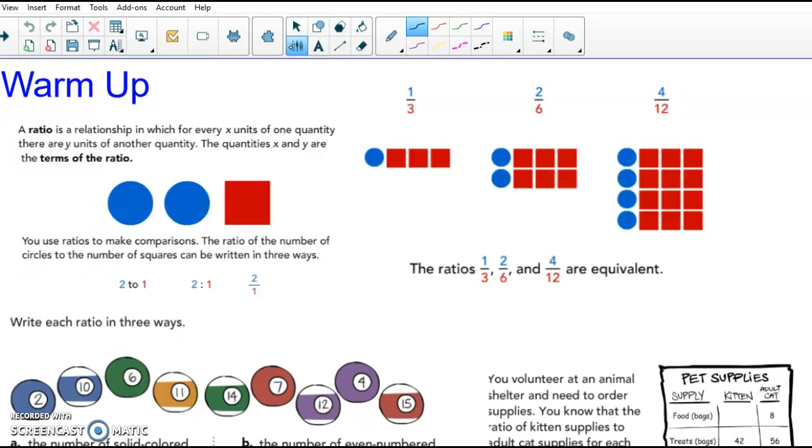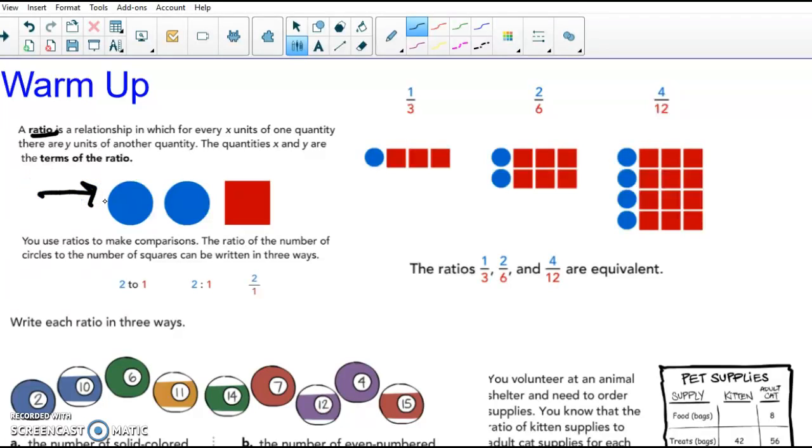So when we talk about a ratio, we just mean the relationship between two quantities. So if we say for every X units of one quantity, there are Y units of another, then X and Y are going to be called the terms of our ratio. So the terms of the ratio are just the numbers we're comparing. So that's the whole point of ratios, is to make comparisons.